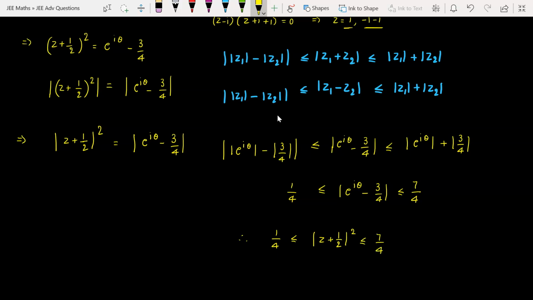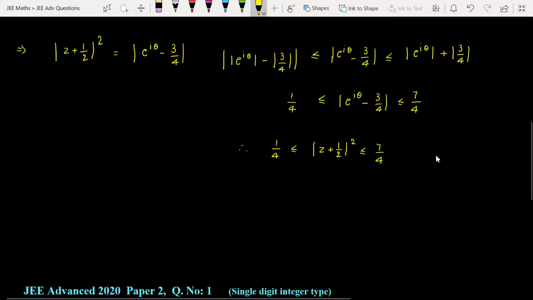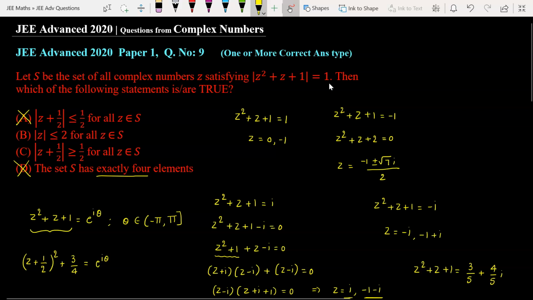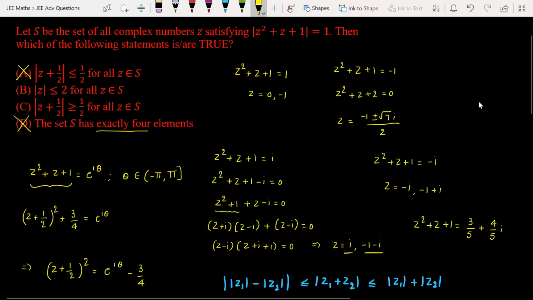Taking square root, what do we get? We get 1 by 2 less than or equal to modulus of z plus half less than or equal to root 7 by 2. Therefore from here we can easily say that modulus of z plus half is always greater than or equal to half for all z which satisfy this condition. Therefore option C is correct.